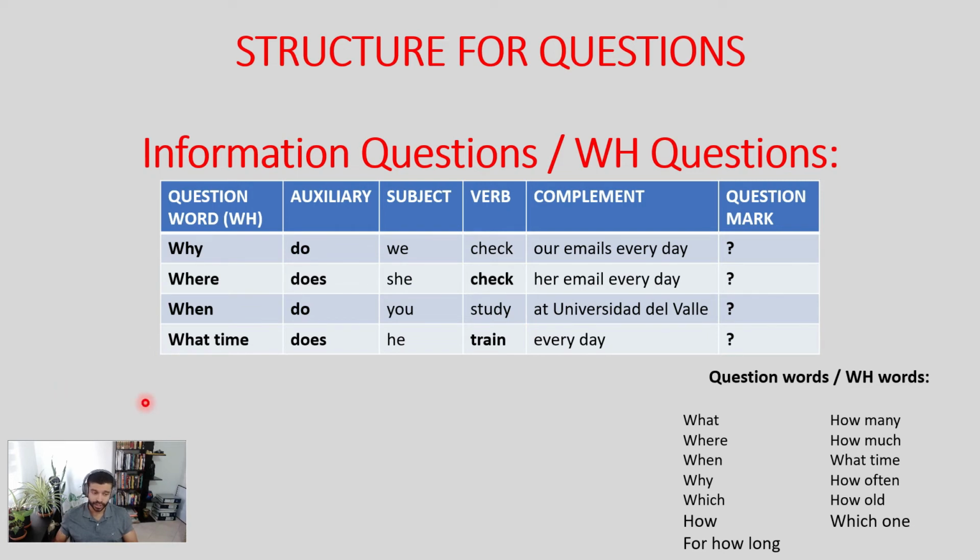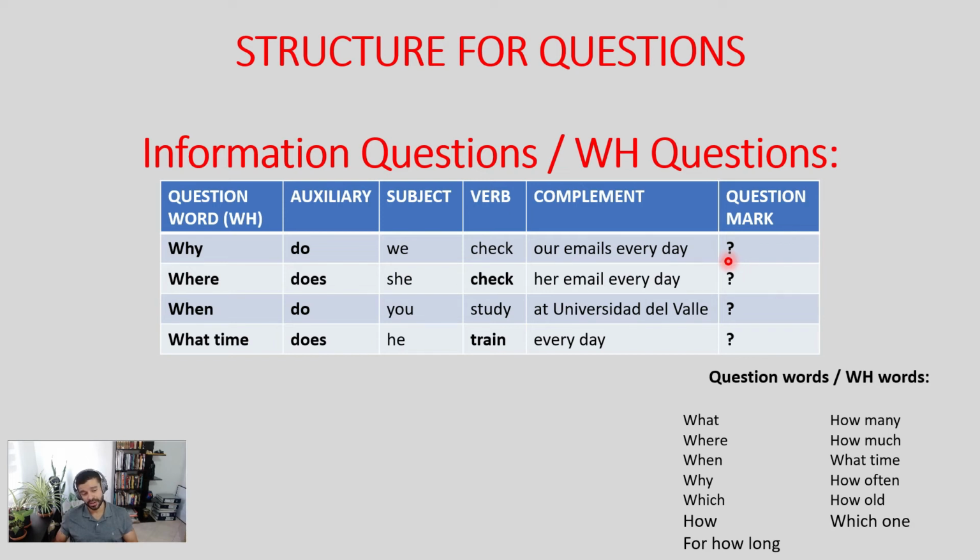As I mentioned a few moments ago, questions in English do not have the question mark at the beginning because we can easily identify where the question starts. In this case, we can identify it with the question word, WH, and also the auxiliary, because the auxiliary goes right after this question word. When we have this combination, we can absolutely be sure that that is a question. Why do we check our emails every day?